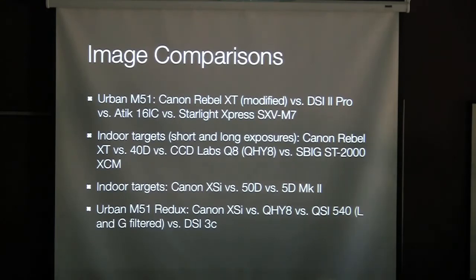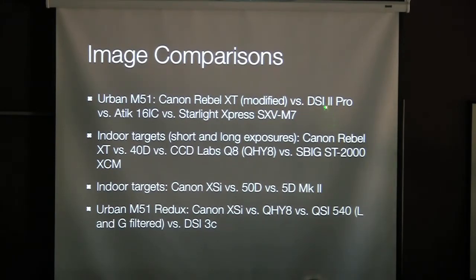So I'm going to give 4 different examples here. One, urban skies, M51, with, this is sort of a quote back in the day, a couple years ago, a modified Canon Rebel XT, DSI-2 Pro, ATIK 16IC, and Starlight Express. If you notice, you may think I'm cheating here. These are all monochrome cameras, and this is a one-shot color, of course. But that's going to be something we're going to hit here. What does having color filters on your chip actually do for you in terms of signal to noise?